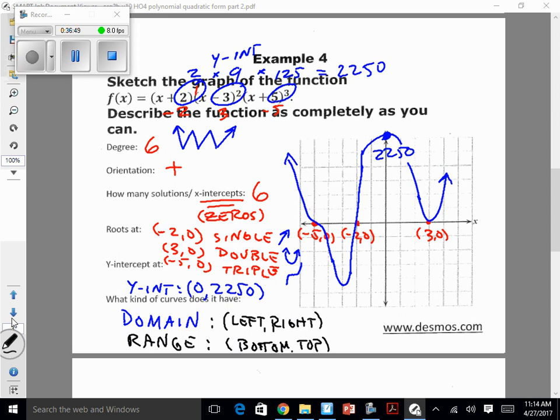Go left to right. For these, from left to right, it goes on and on forever and ever from the left because of the arrow. On and on forever from the right because of the arrow.